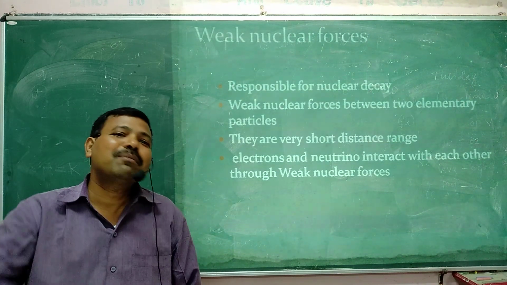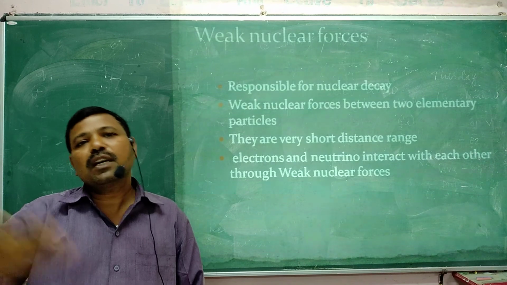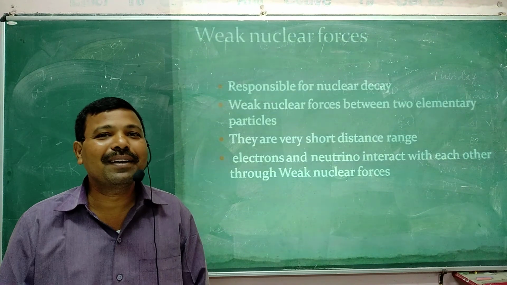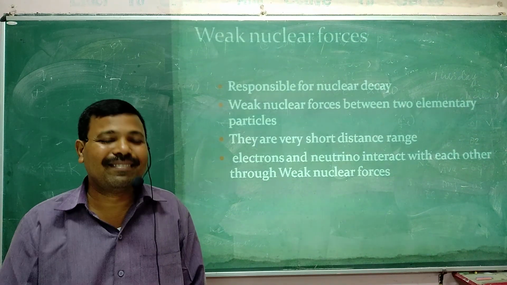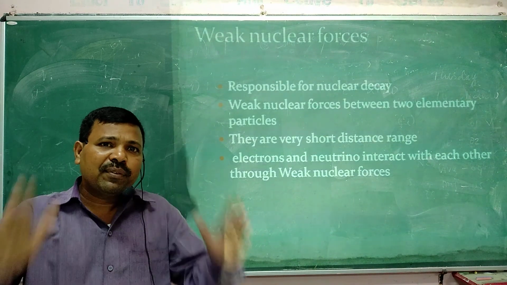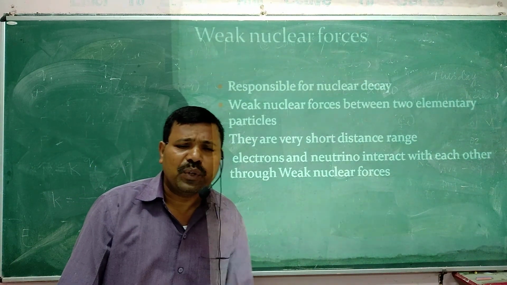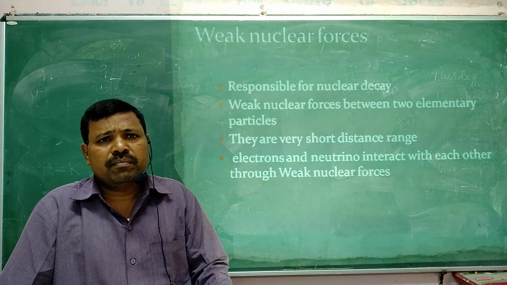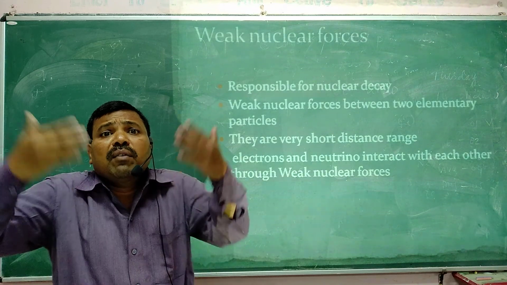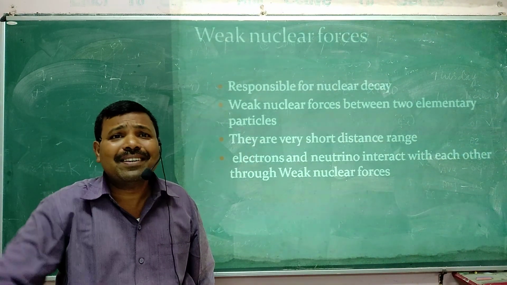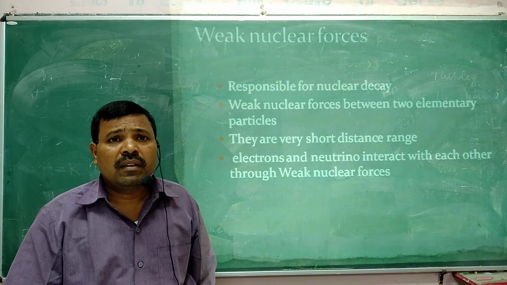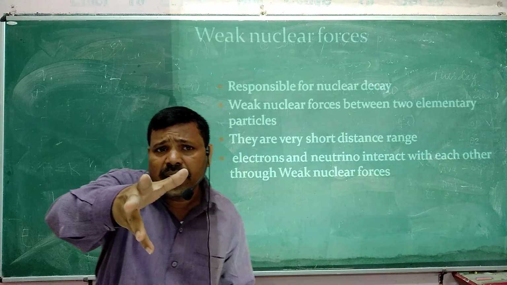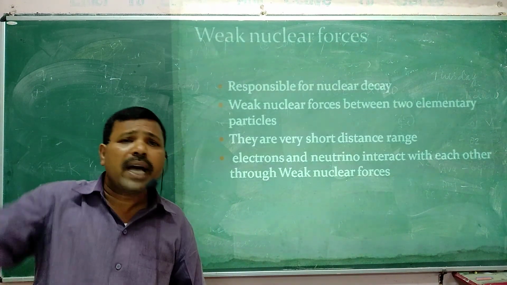Alpha particle is nothing but a helium nucleus. Beta particle is nothing but an electron or positron. Gamma particle is nothing but a photon. If a heavy radioactive nucleus like uranium, thorium, they emit these kind of radiations, not the lighter nuclei. The heavy nuclei which contain more number of neutrons than protons.